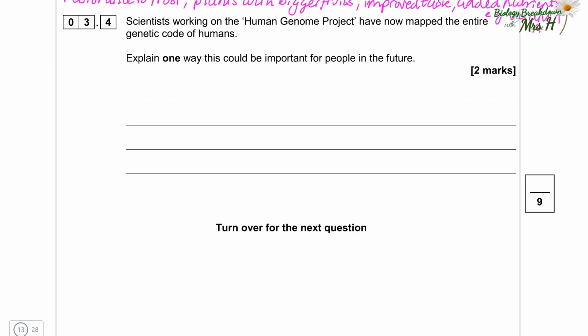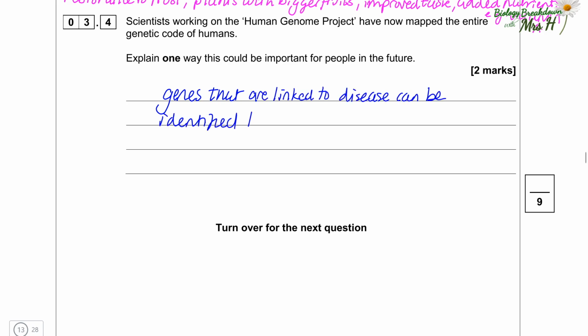Scientists working on the Human Genome Project have now mapped the entire genetic code of humans. Explain one way this could be important for people in the future. Genes that are linked to disease can be identified, leading to better prevention or treatment of that disease.